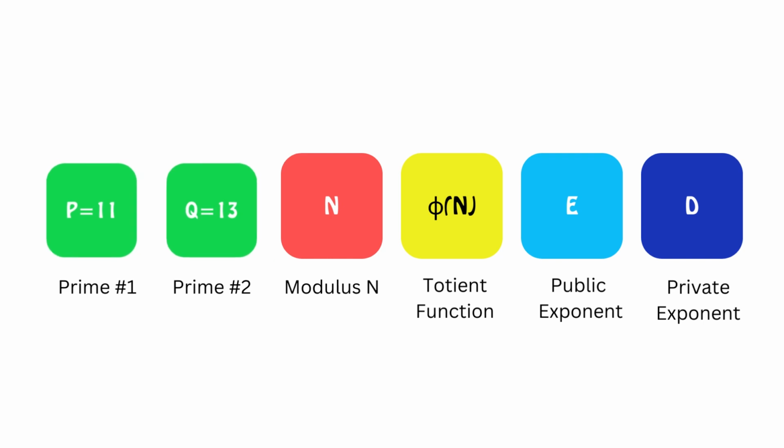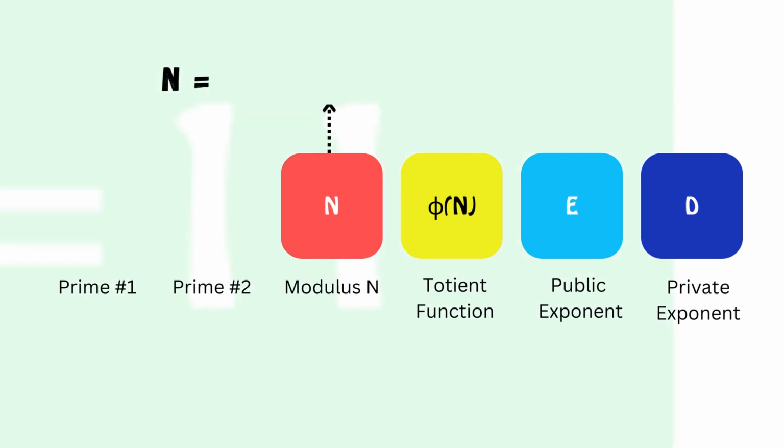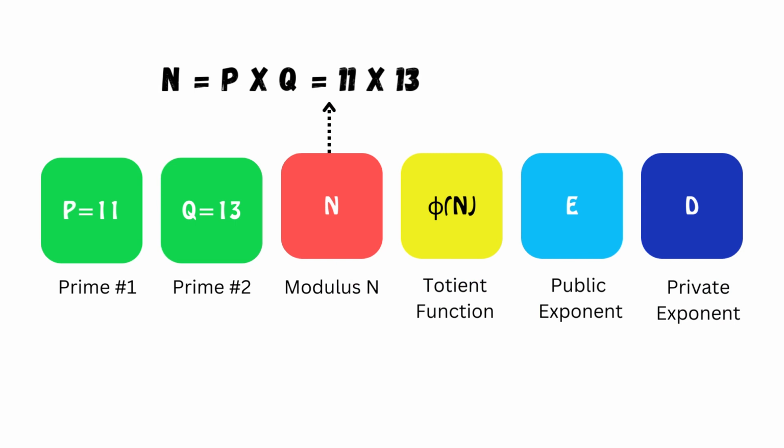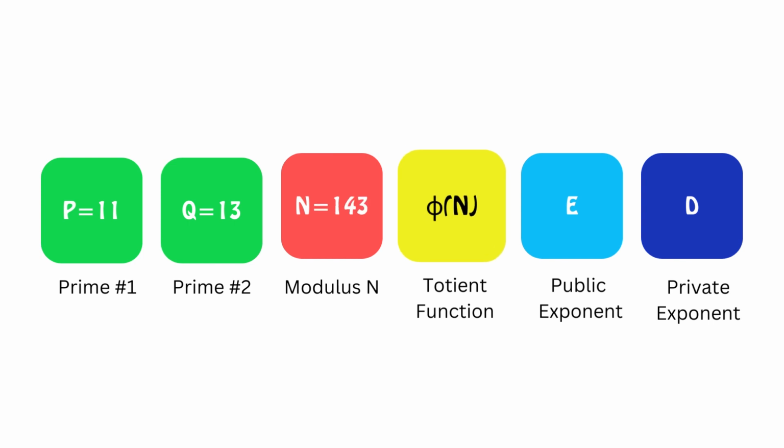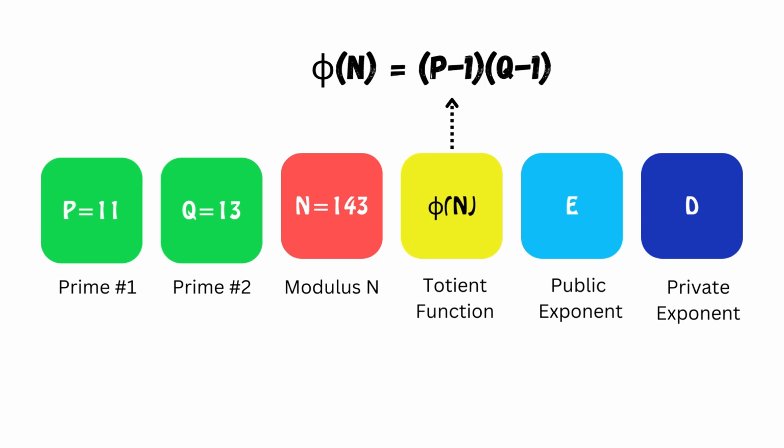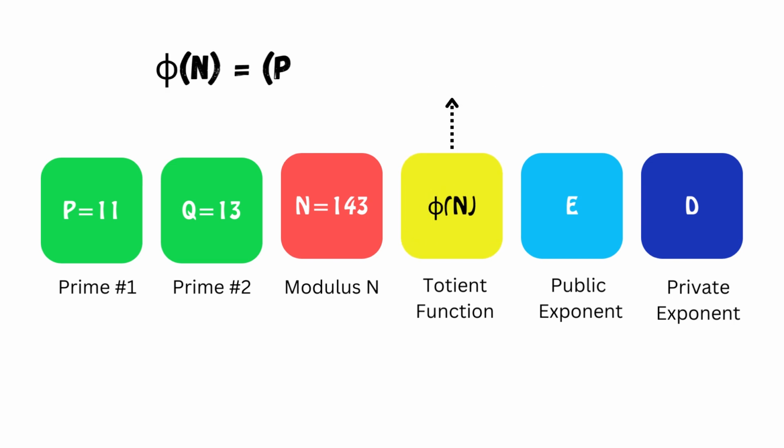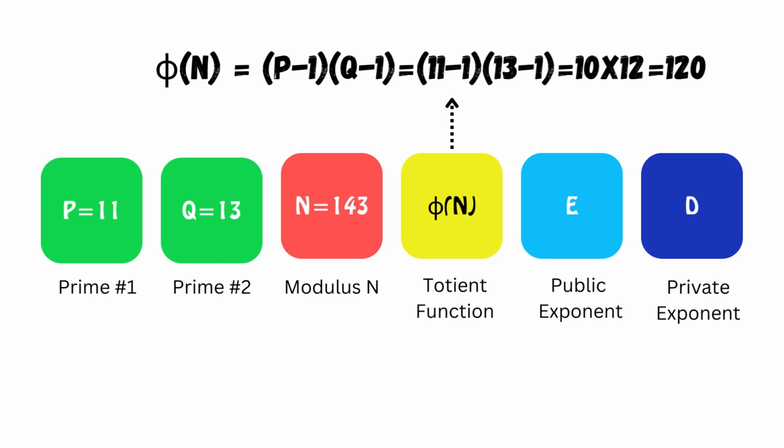P equals 11, and Q equals 13. Next, we multiply P and Q to get N, which in this case will be 11 multiplied by 13, and the result is 143. Next, we calculate the totient function of number N as follows: P minus 1 multiplied by Q minus 1. The result of this will give us a value of totient, which in our case is 120.